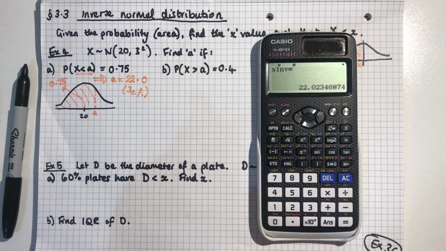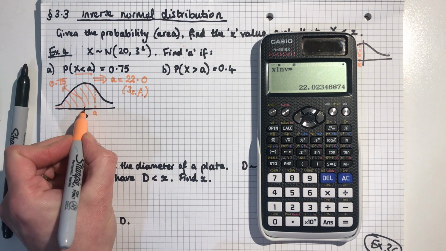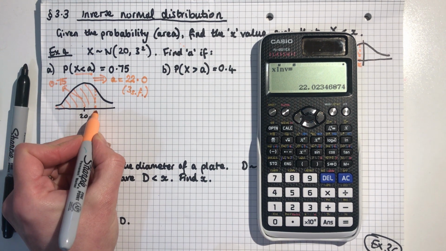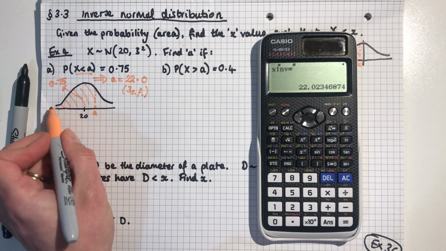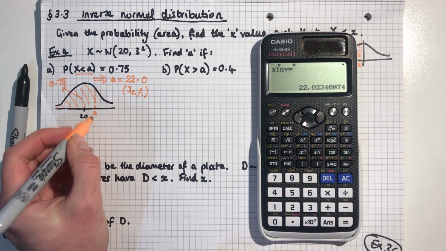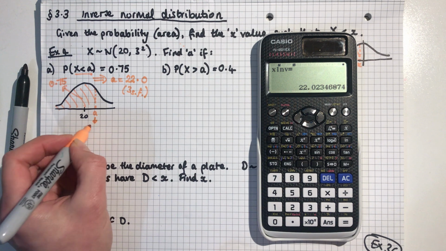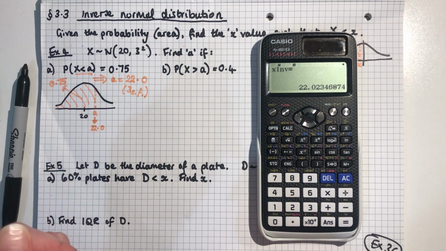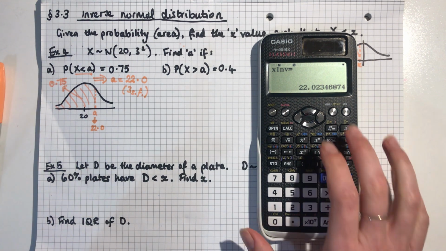Now always stop and think, does that make sense? If the mean 20 is here, then anything to this side of it, which would give us an area of more than 0.5, must be more than 20. So 22.0 makes perfect sense with the diagram as well, and we've got a good feel for what's happening now. Let's try the next one.